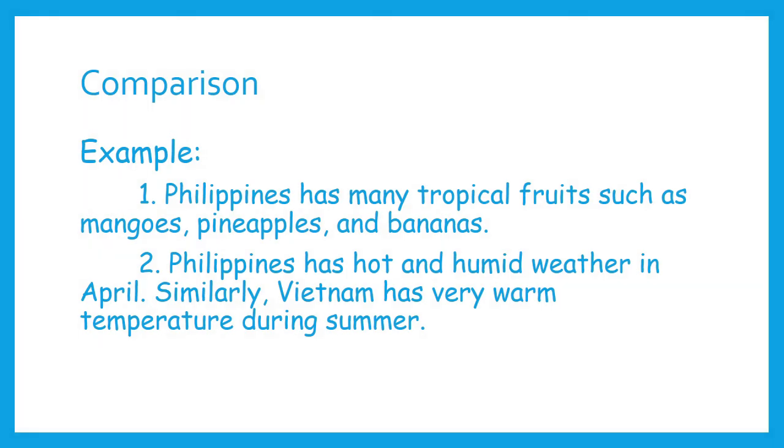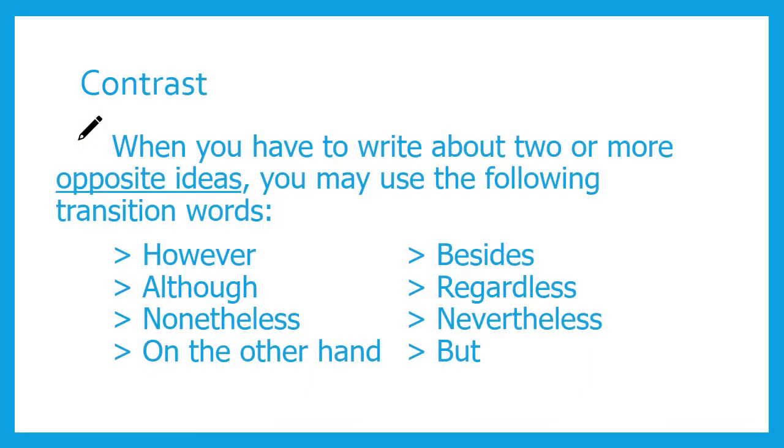Let's have example number 2. Philippines has hot and humid weather in April. Similarly, Vietnam has very warm temperature during summer. We used similarly to add an information or idea which is related to the first idea. Easy, right? Now you can try using the other transition words in a sentence.